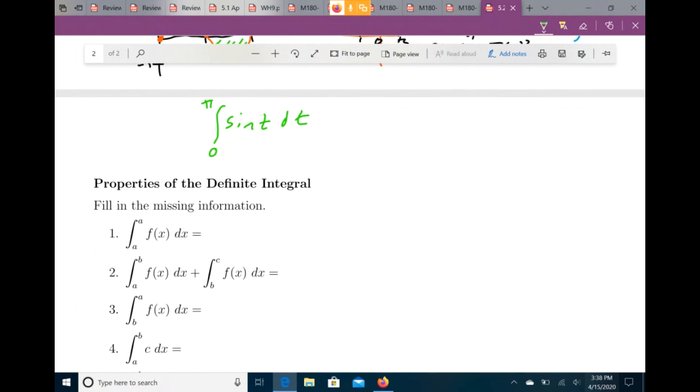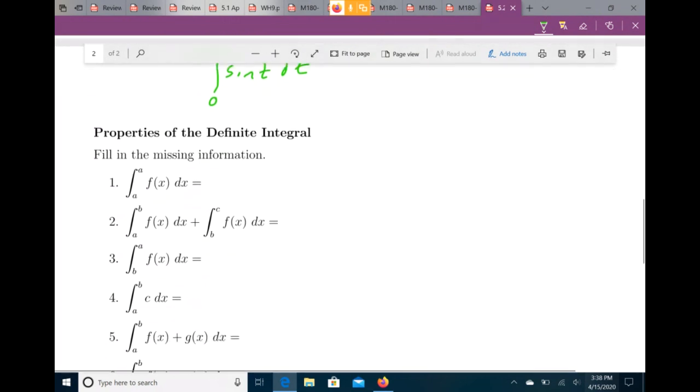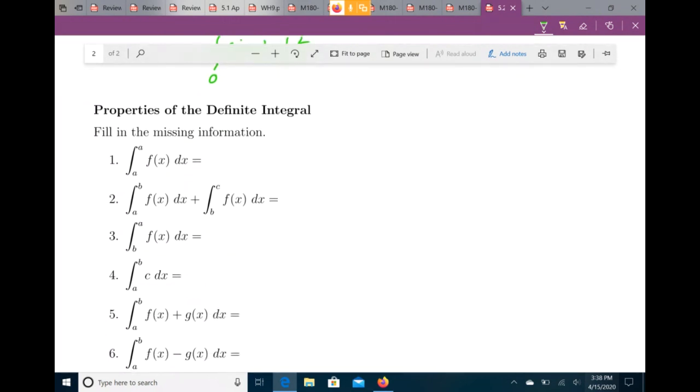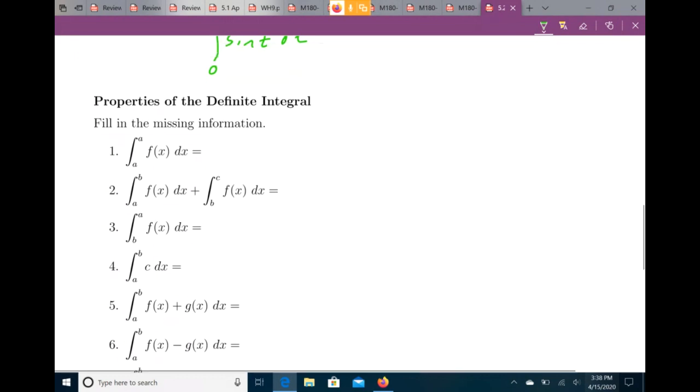Okay, so now finally, let's start just listing some properties. These are things you don't actually need to memorize, but we'll go over them. The first one is asking, what is the value of the integral from a to a of f of x dx? Yep, and this evaluates to 0.